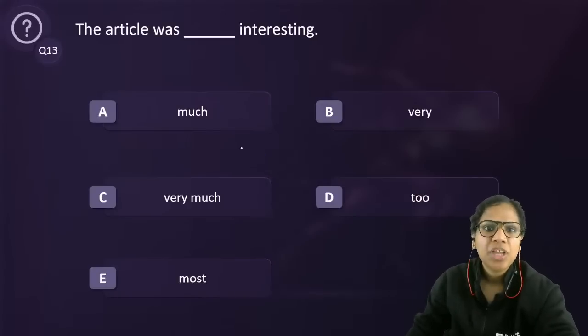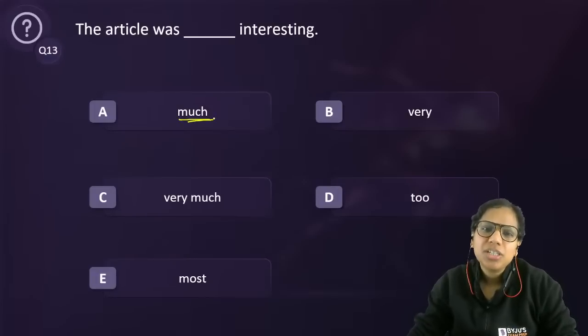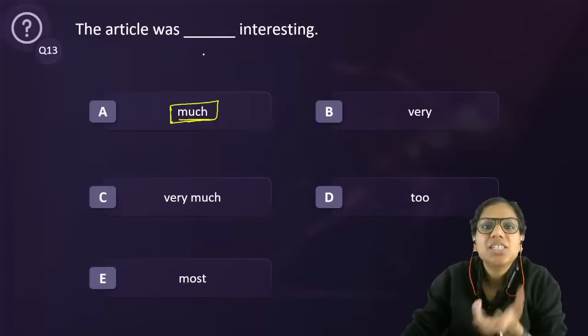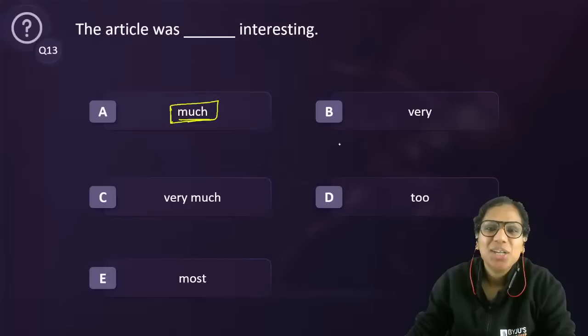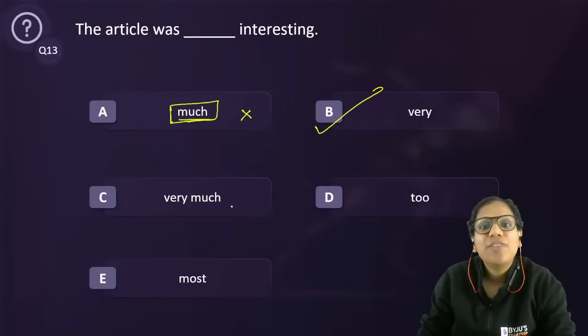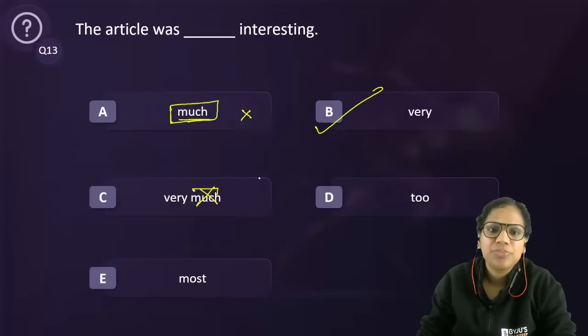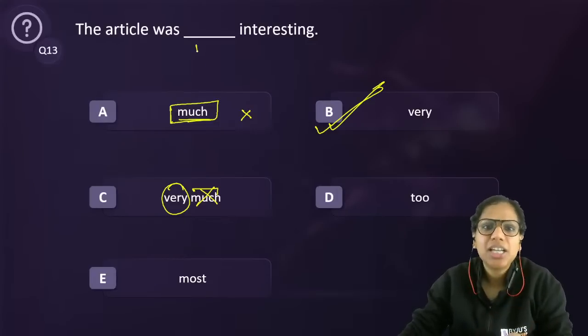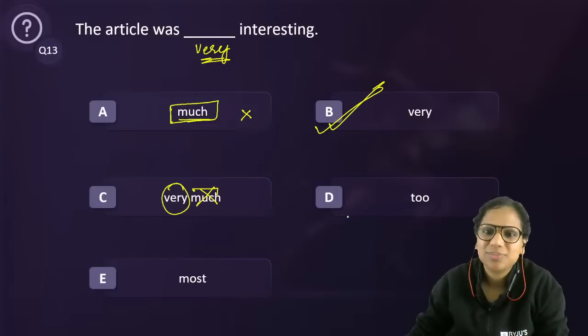Let's have a look. Now, the article was much interesting. Why should I use much here? Very is the idea that I want to indicate, right? So it should be very, not much. The article was very much interesting. This much becomes redundant here. So very in itself suffices. It conveys the idea that you want to show a higher degree of interesting.